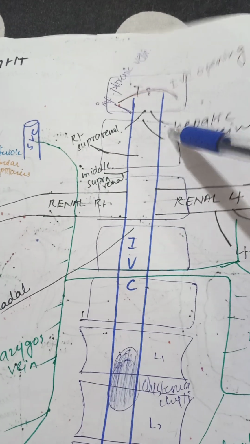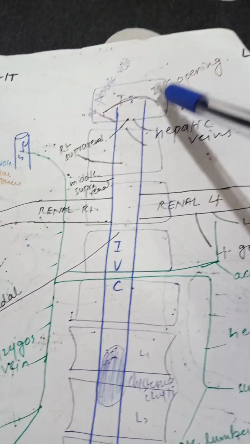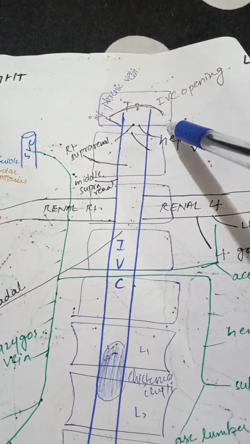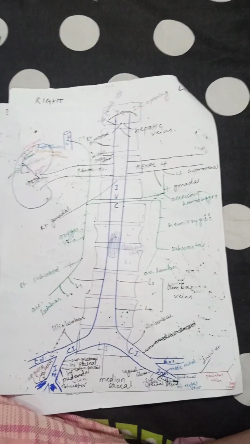Then finally it receives some hepatic veins from the portal vein, the hepatic veins, and finally opens in the diaphragm at the level of T8, and some inferior phrenic veins also drain here. So this was all about the venous drainage.